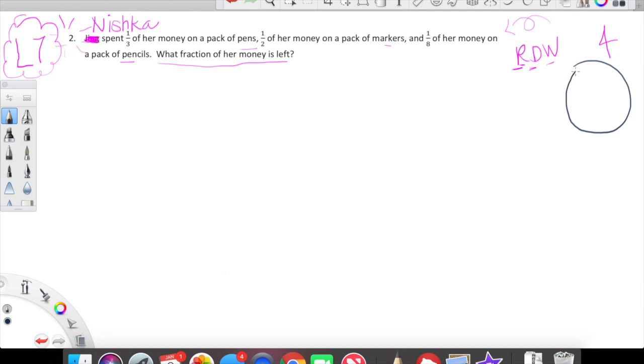So I'm going to draw a pie diagram, you guys, because pie speaks to me. It's my love language. I love pie. So let's go ahead and draw a pie. This pie, this circle, represents all of the money. I'm going to try to be as proportional as I can, but it's not perfect. Please note that 1/3 of Nishka's money was spent on pens. 1/3 of her money was spent on pens.